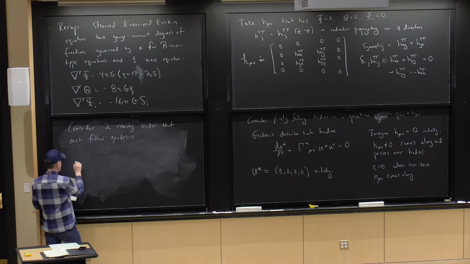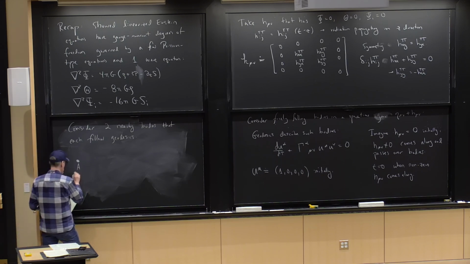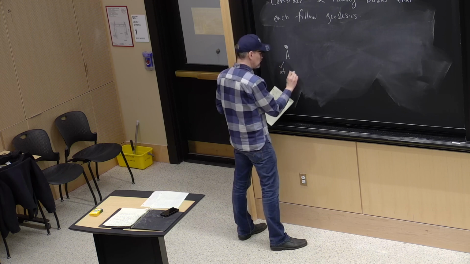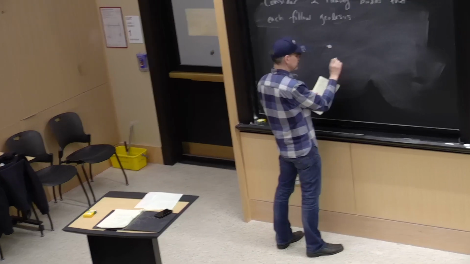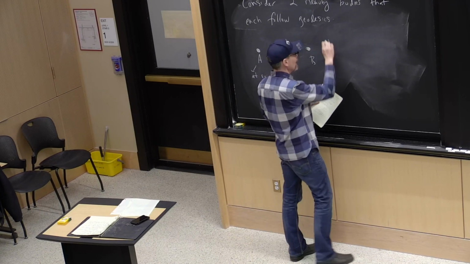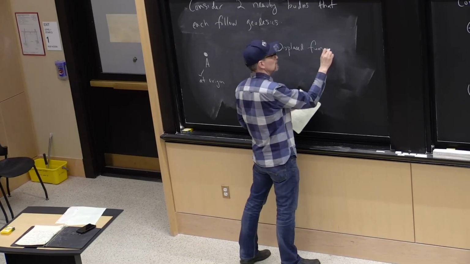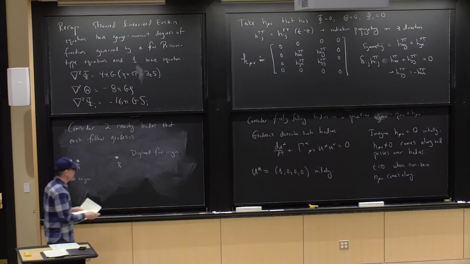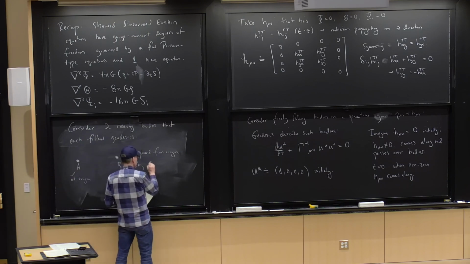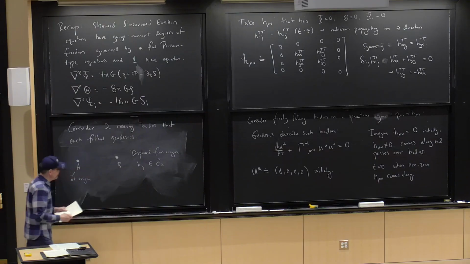So body A is right here, and I'm going to define body A as living at the origin of my coordinates. And we've got a body B over here, and we're going to say that this guy is displaced from the origin by a small amount, some epsilon, in what I will call the x direction.